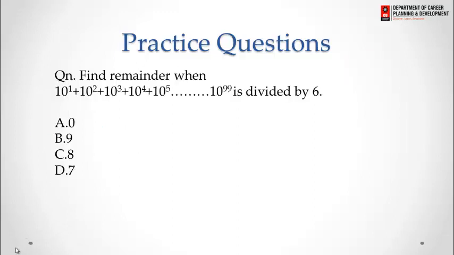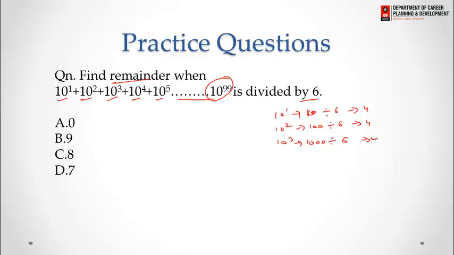So friends, here we have the next question. This question is very interesting and very important, and here we need to understand one more concept about remainders. Find the remainder when 10 power 1, 10 power 2, 10 power 3, 10 power 4, 10 power 5, and so on till 10 power 99 is divided by 6. Just try to solve it for a few numbers. 10 power 1 is 10, and 10 divided by 6 gives remainder 4. 10 power 2 is 100, and 100 divided by 6 again gives remainder 4. 10 power 3 is 1000, and 1000 divided by 6 again gives remainder 4.